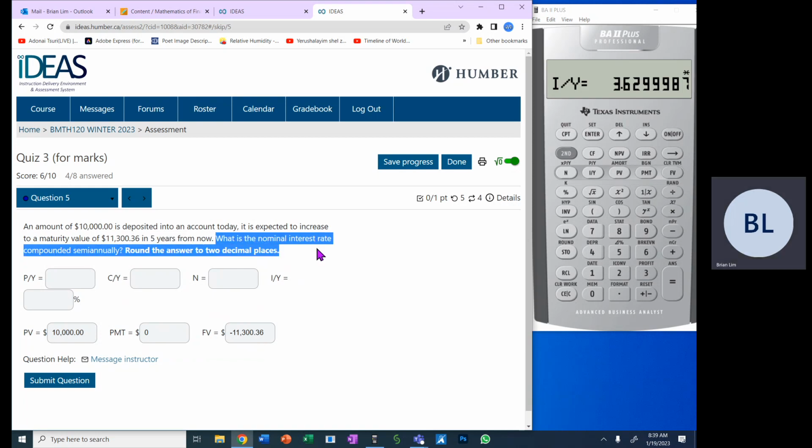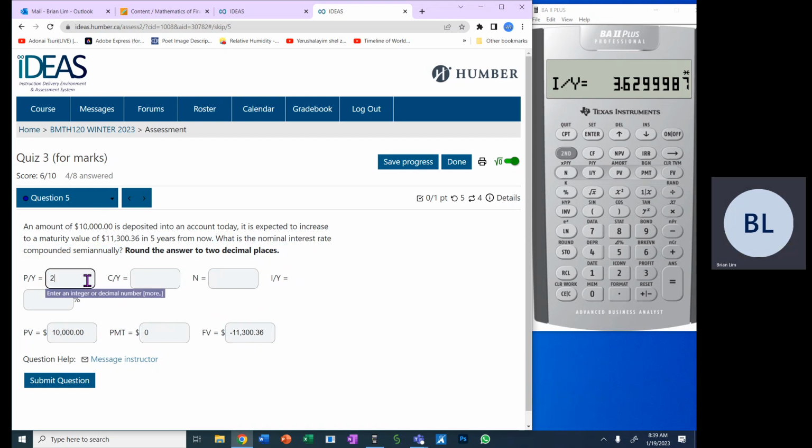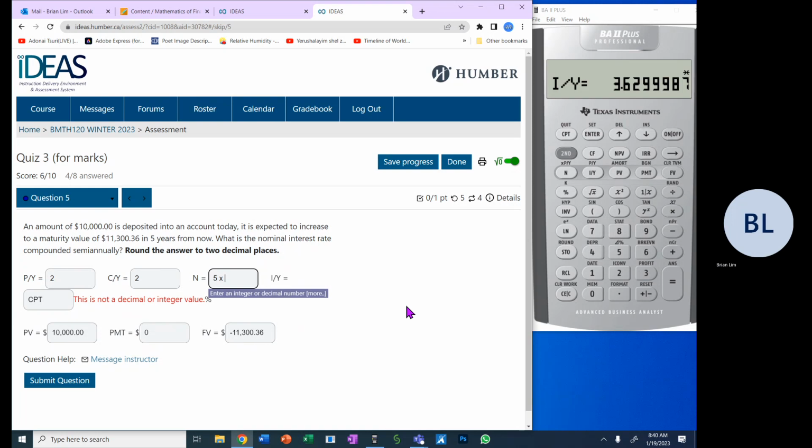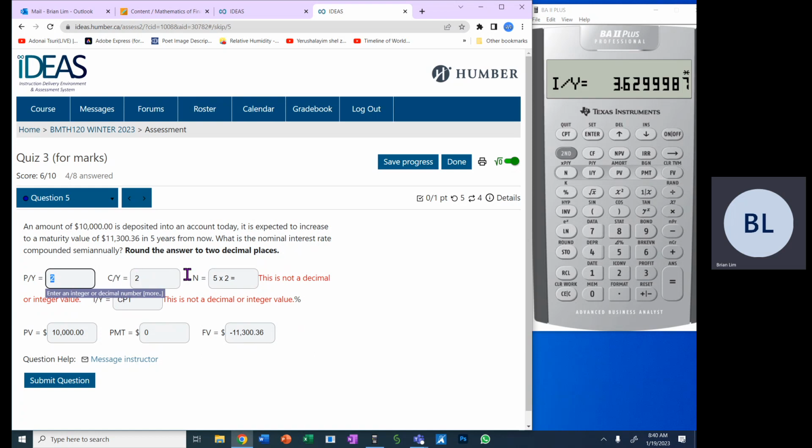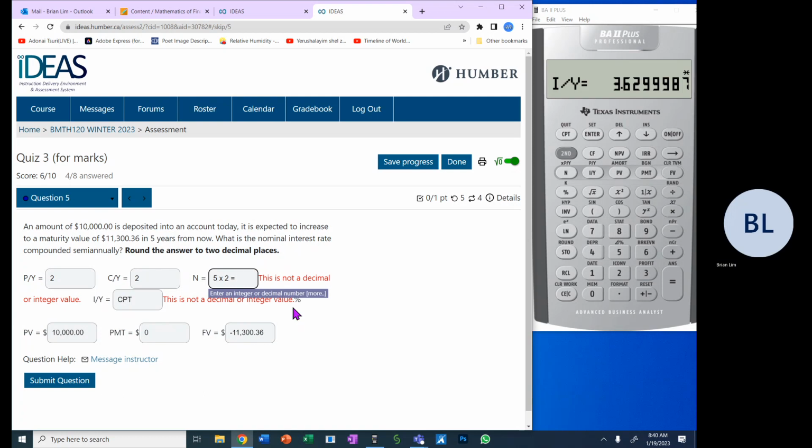And what is the nominal interest rate compounded semi-annually? So semi-annually means P/Y will be 2, and so will C/Y. And the I/Y value is what we would like to compute. Remember, the computation is last after the other information has been entered. Now, this value for N would be 5 times 2. The 2 coming from over here, they're the same value. And the 5 coming from the 5 years up there. So 5 times 2, so we should get 10.